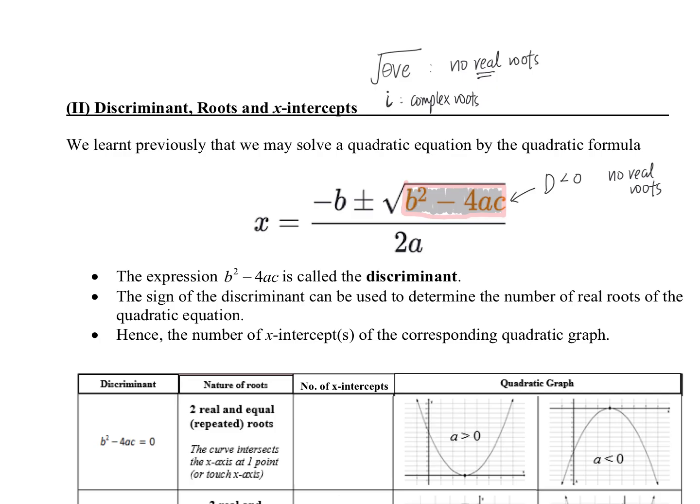There's no real roots. But if it's equals to 0, then what happened? Why is square root 0? 0. Then this thing will be gone. So how many answers do you have? How many answers will you have for x? Only one. Because it will just be this plus 0 or this minus 0. So sometimes they say one root only, one real root. Or some of them will say two real and repeated root.